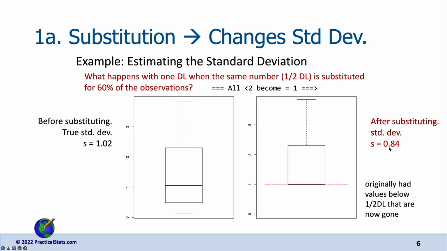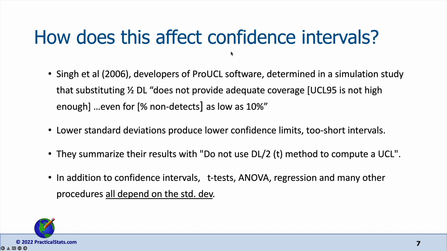Why is that of concern? Well, first, it affects things like confidence intervals. Confidence intervals, the width of those intervals depends on the standard deviation. So when you stick in a lot of the same numbers and lower the standard deviation, you get confidence intervals that are too short.